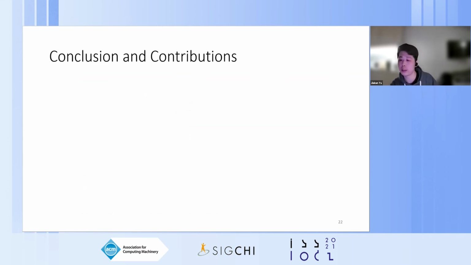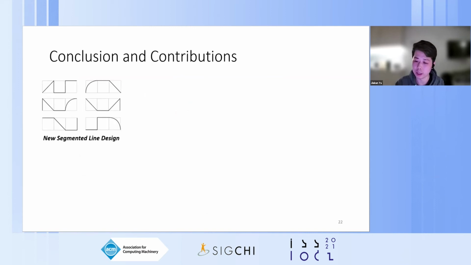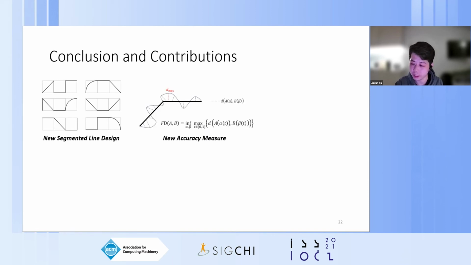So finally, to summarize this paper, I would like to highlight 3 main points. In this paper, we used a segmented line design with different geometric features that is suitable for vibrotactile line tracing and evaluated different accuracy metrics. We introduced the applicability of different accuracy metrics that can be applied to the tactile line tracing task on touchscreen.